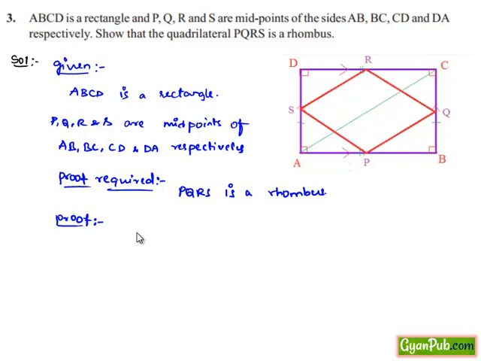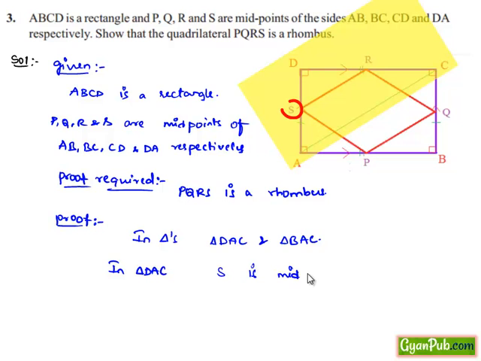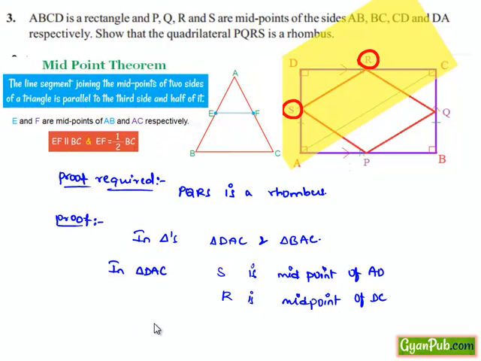Now in the procedure, in the first step, let us consider two triangles, that is triangle DAC and triangle BAC. Now here in triangle DAC, S is the midpoint of AD and R is the midpoint of DC. So here by the midpoint theorem we can say that SR is parallel to AC and SR is equal to half times AC.